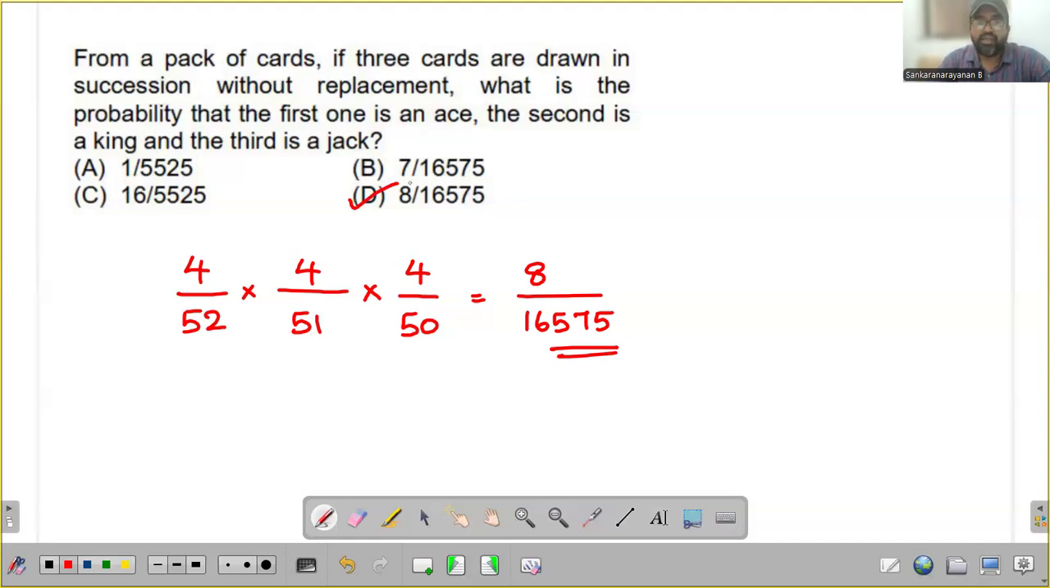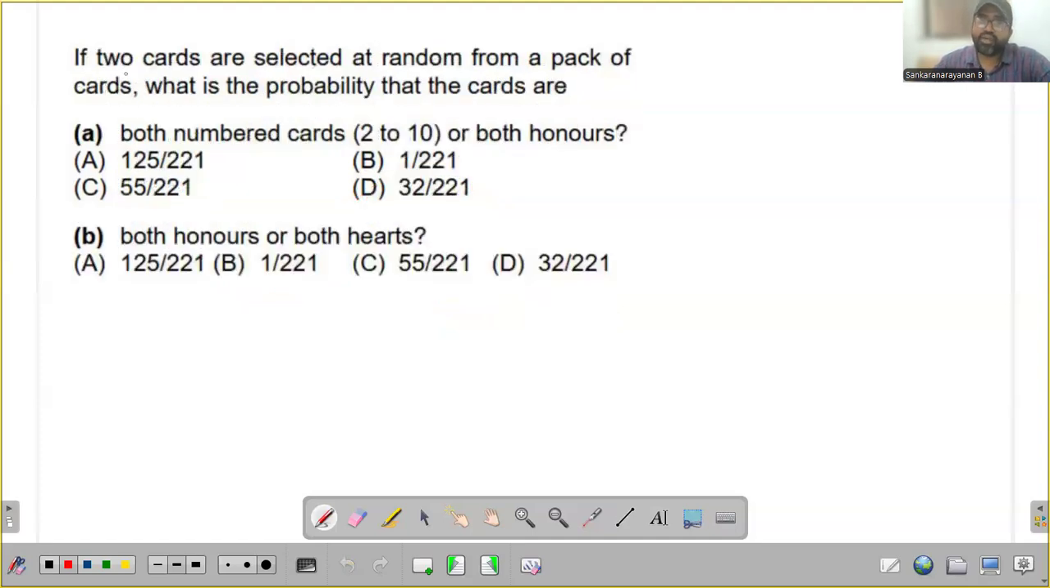Okay. Now let's consider the next question. If two cards are selected at random from a pack of cards, what is the probability that the cards are both numbered cards or both honor cards? So here one thing you have to understand: the total number of cards is equal to 52.